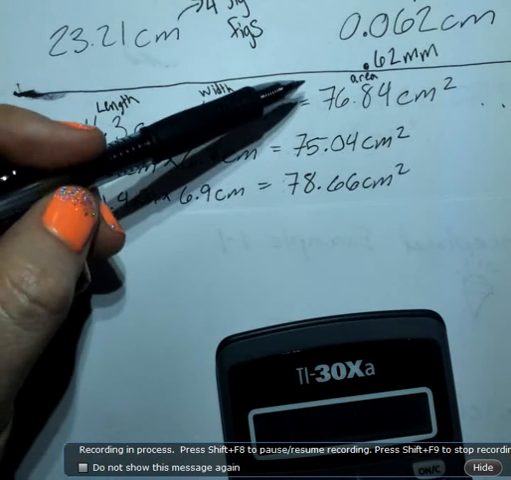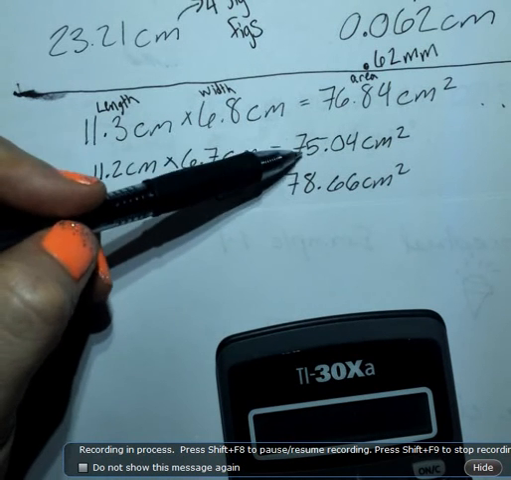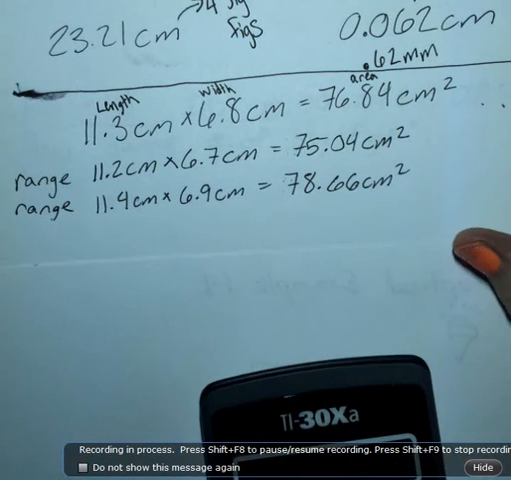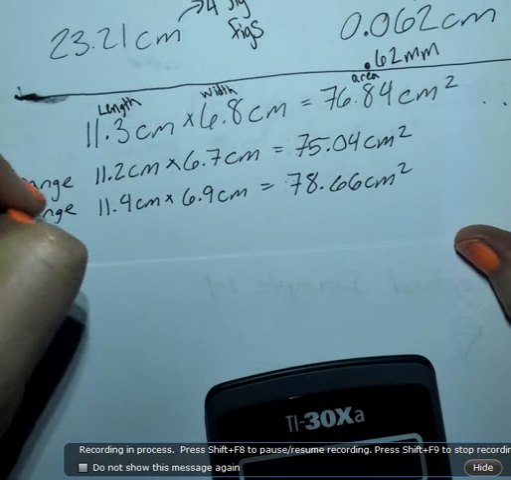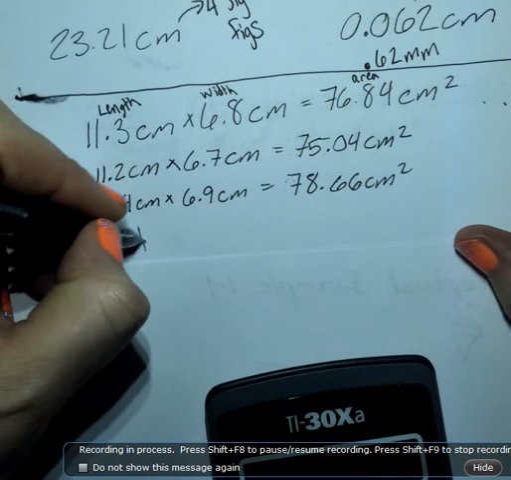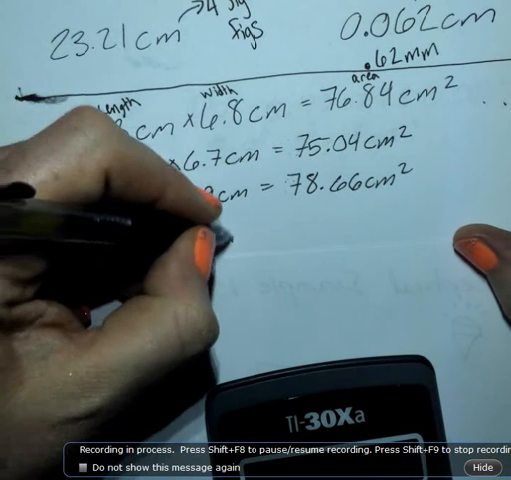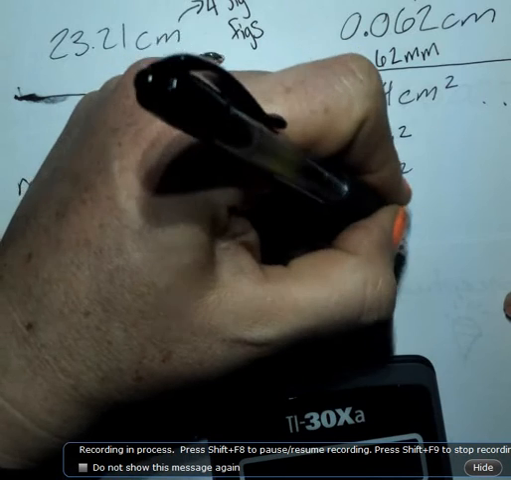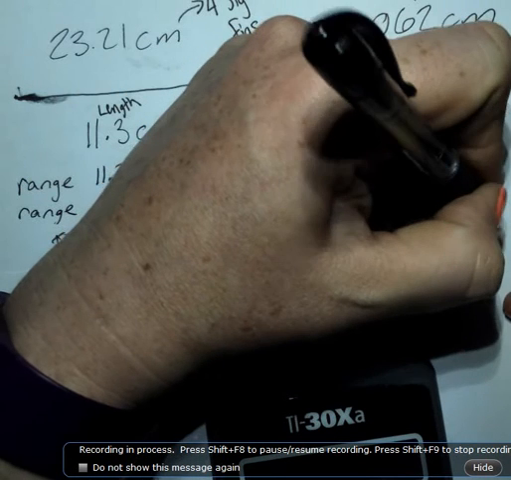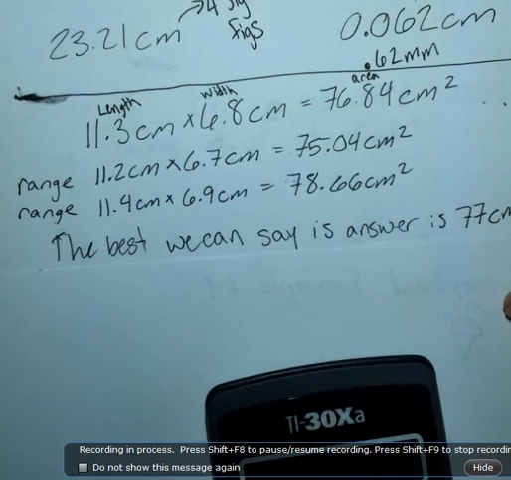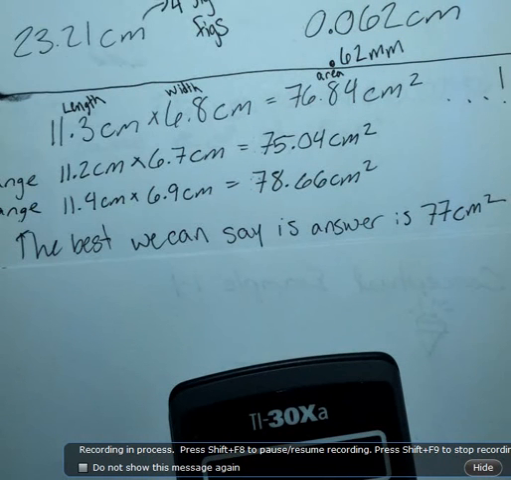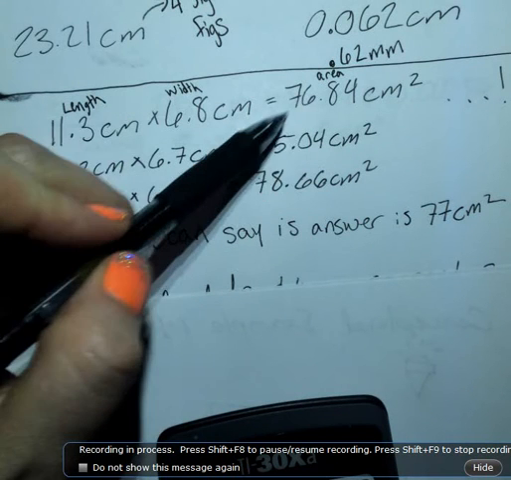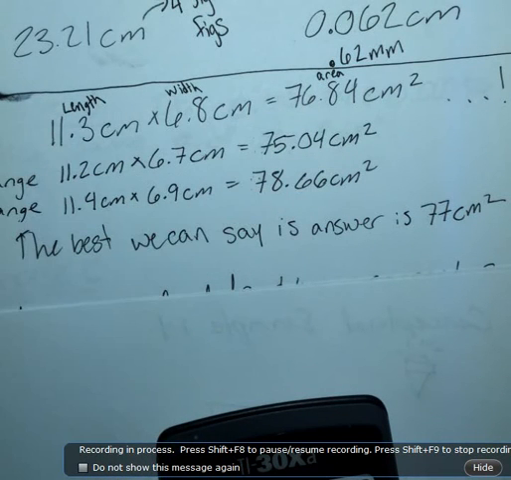Because our uncertainty gives us a range between 75 and 78, that means that the best we can say is that the answer is 77 centimeters squared, right? And let's talk about why we can say that that's the best answer. Why is it that these tenths places and hundredths places are completely worthless to us?